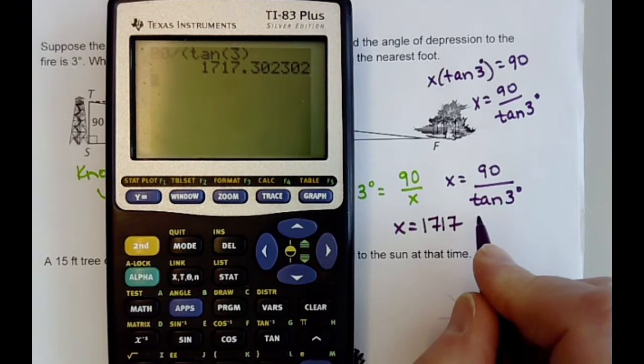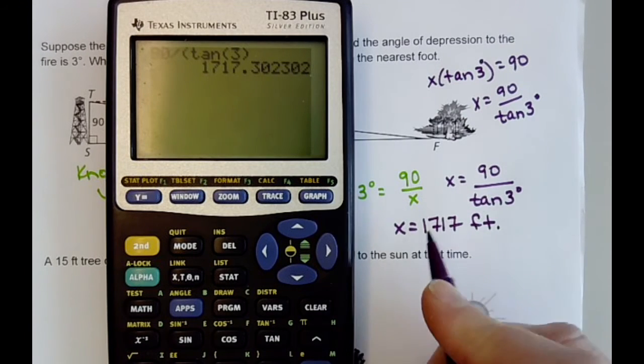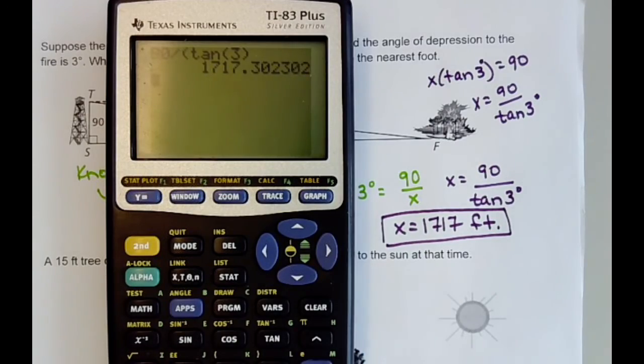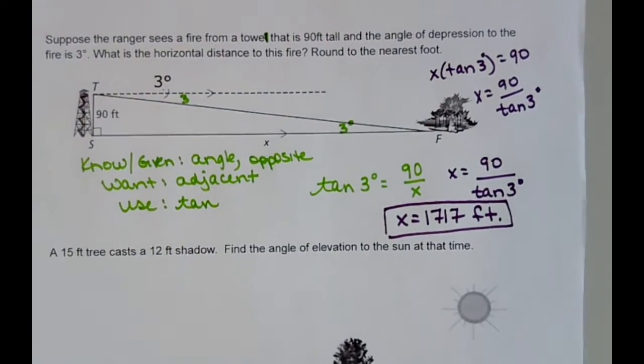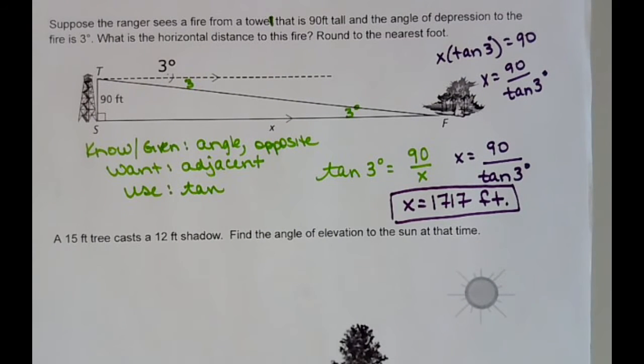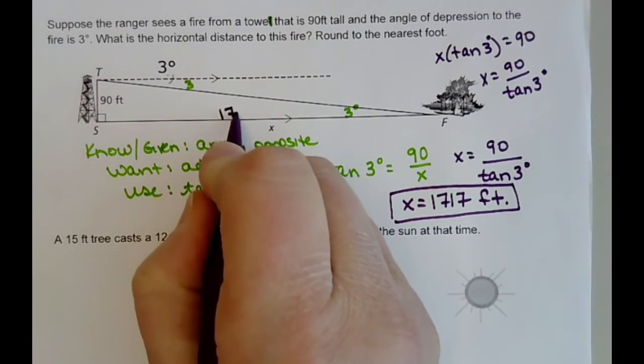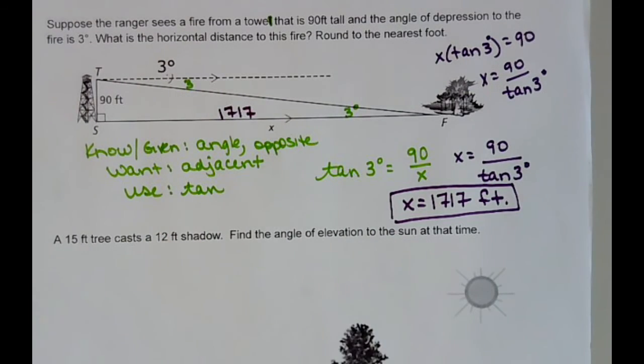1,717.3 to the nearest foot, so I'm going to round to 1,717 feet. So you can see, like I said, it's a long ways away. Again, we could find the hypotenuse. Let's pretend that the question is if he takes a zip line, how far is it on the zip line?